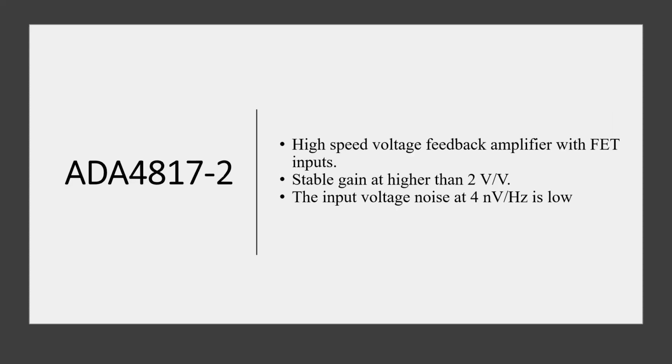The second amplifier we chose is the ADA4817-2. It is a high-speed voltage feedback amplifier with FET inputs. It offers stable gain at higher than 2, with the input noise at 4 nanovolts over root hertz.